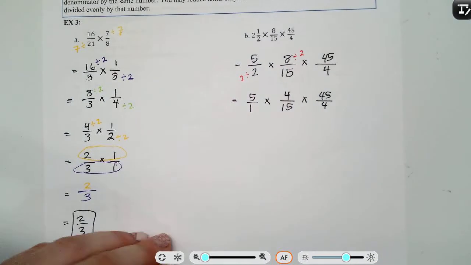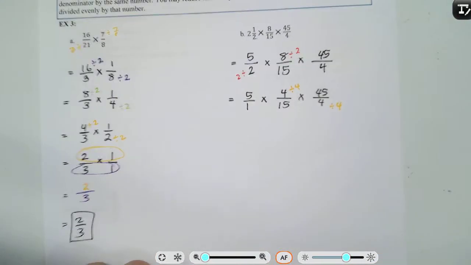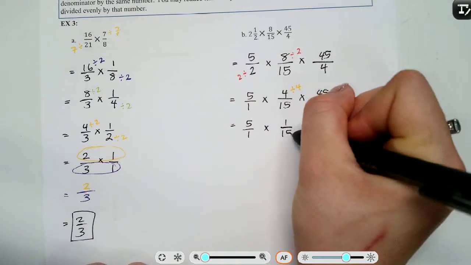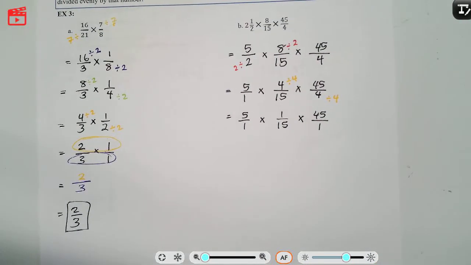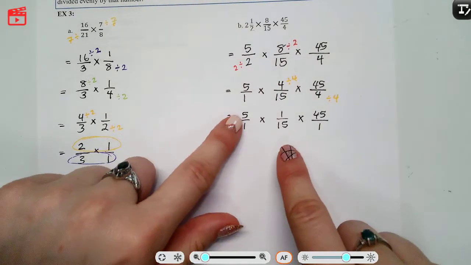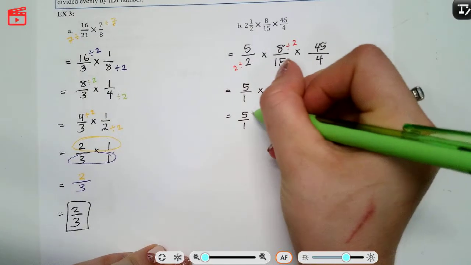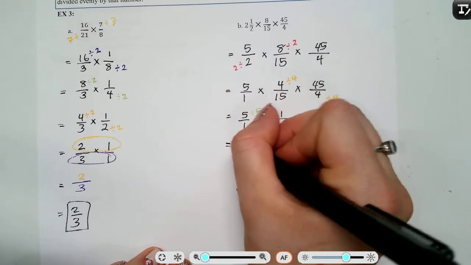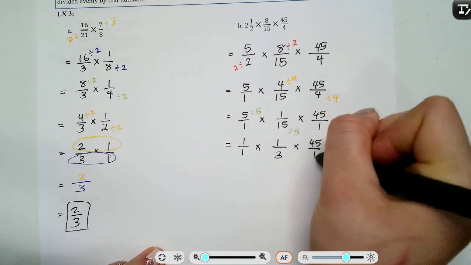Can we see anything else that could be divided? I see that 4 and 4, both divisible by 4. That's going to be 5/1 times 1/15 times 45/1. All right, can we simplify anything else? 5 and 15, those are both divisible by 5. Let's write this down again. 1/1 times 1/3 times 45/1.